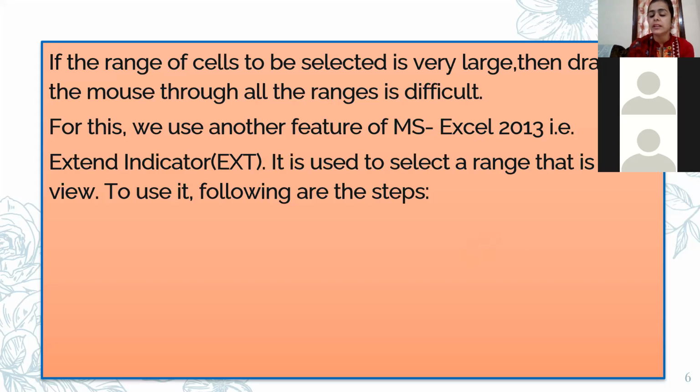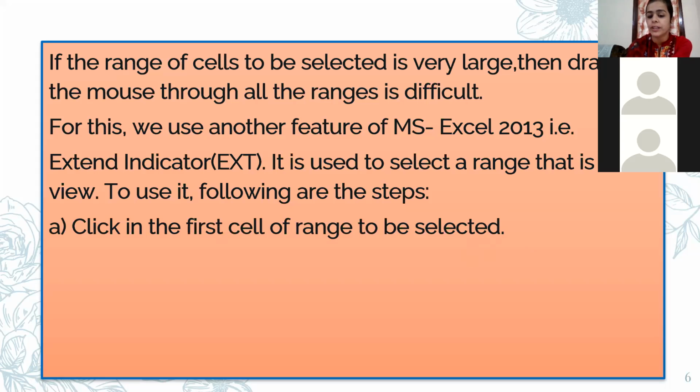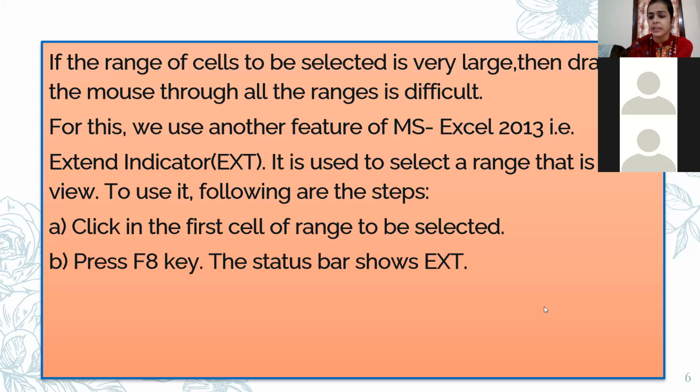Clear? To use it, we have to follow some steps. The first step is click in the first cell of the range to be selected. जौन सी रेंज हमने सिलेक्ट करनी है उसके फर्स्ट सेल के ऊपर क्या करेंगे, क्लिक करेंगे. Then what you have to do is press the F8 key. F8 key कौन सी है? Function key. F8 key you have to press from the keyboard, which will show you EXT on your status bar.